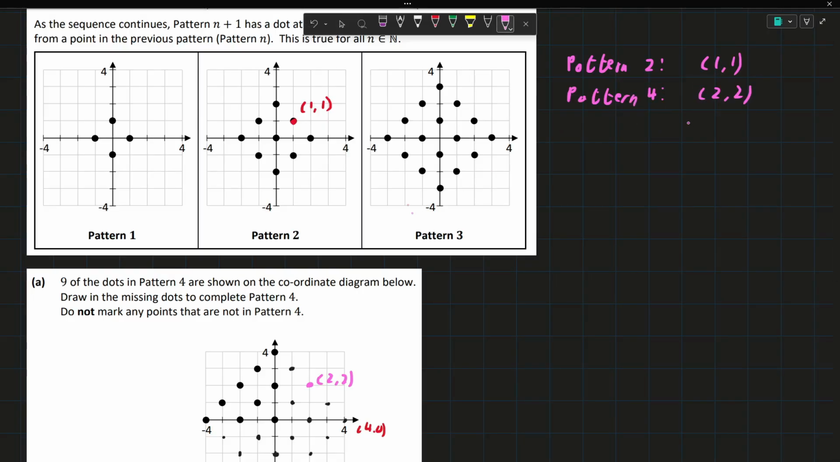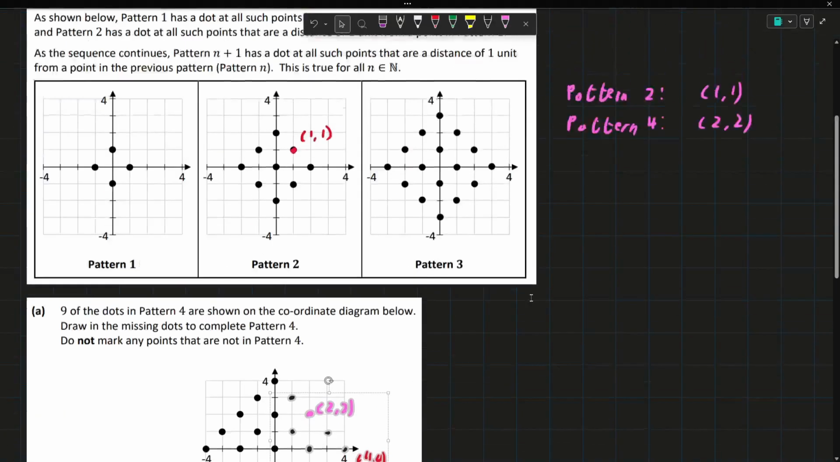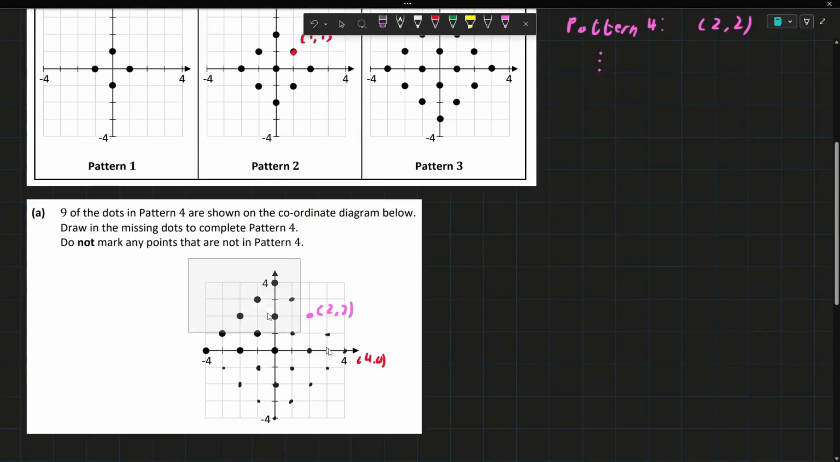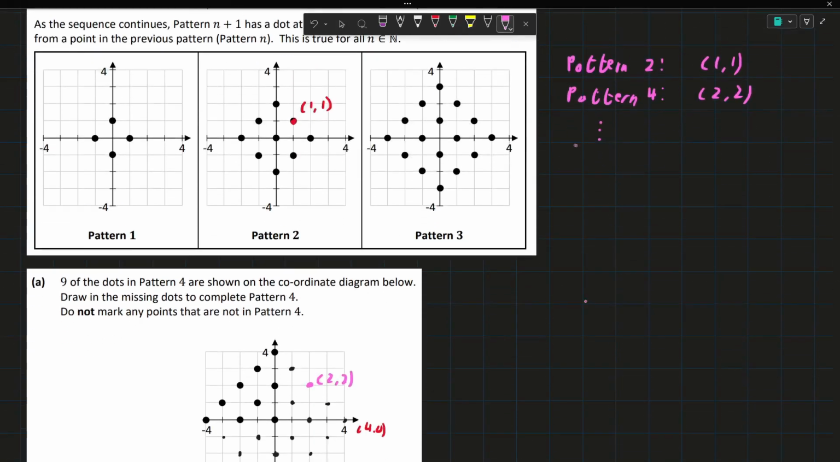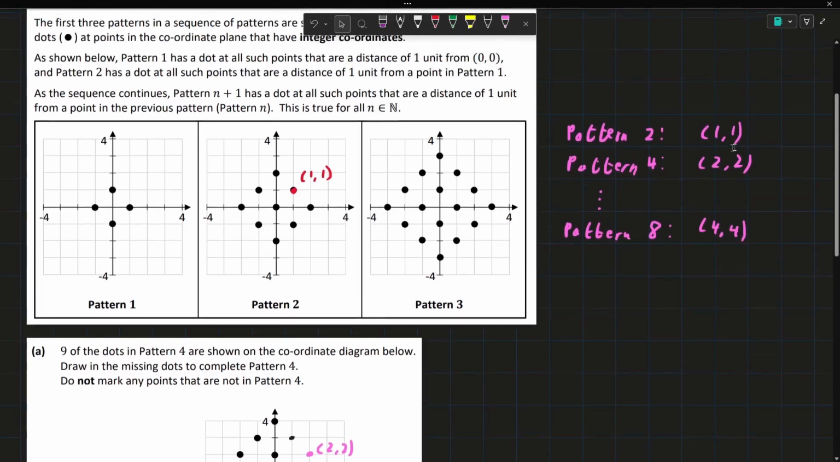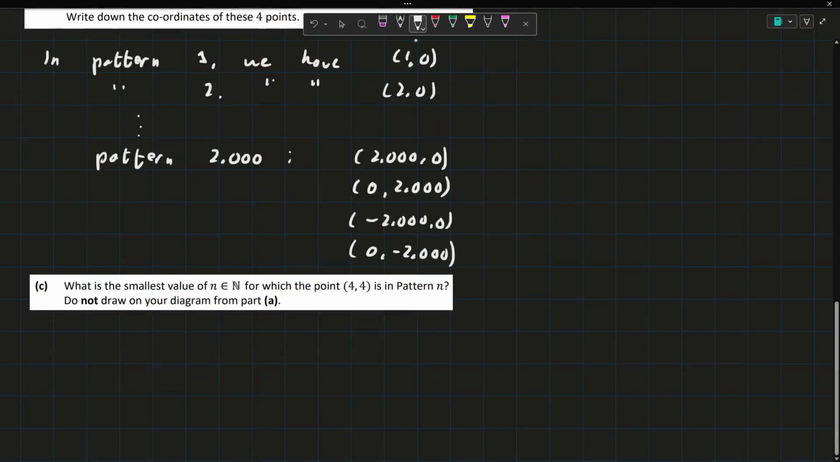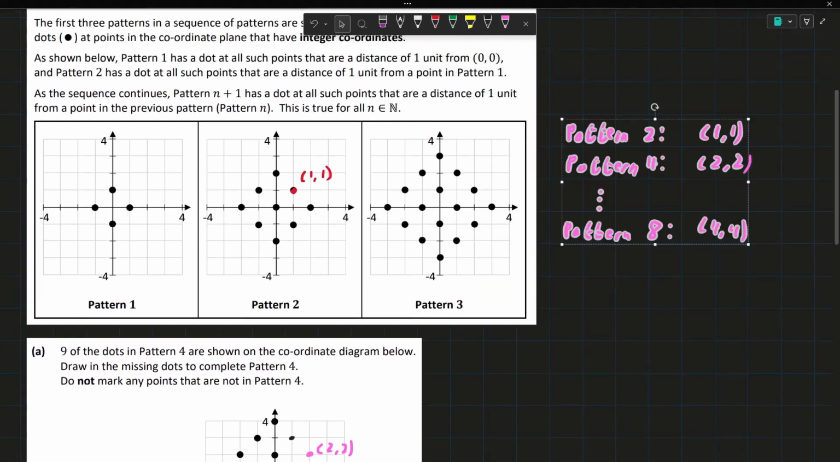And you could draw out the next few patterns to see that the trend continues, but you can just kind of assume this trend continues because the way that we draw the next one is similar to the way that we draw the previous one. So that means that if we want 4, 4, that's going to be in pattern 8. And again, the reason for that is because 1, 1 is in pattern 2, 2, 2 is in pattern 4. So you can see that this number is double whatever these numbers are. So if we have 4, 4, that should be in pattern 8. So therefore, you can just write n equals 8 and show your reasoning by writing that down.